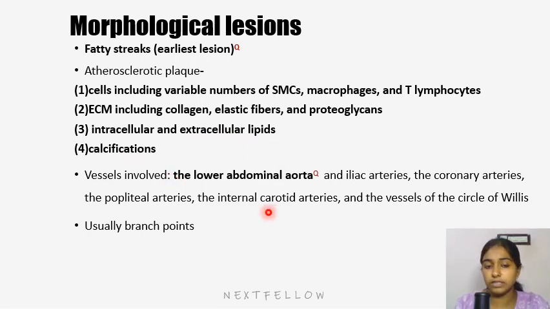The most common vessel which has been associated with atherosclerosis is lower abdominal aorta. This is the most important MCQ. Lower abdominal aorta is the first vessel to be involved, followed by iliac arteries, next coronary, popliteal, internal carotid arteries and vessels of circle of Willis. Usually atherosclerotic lesion can be seen at the branch points.